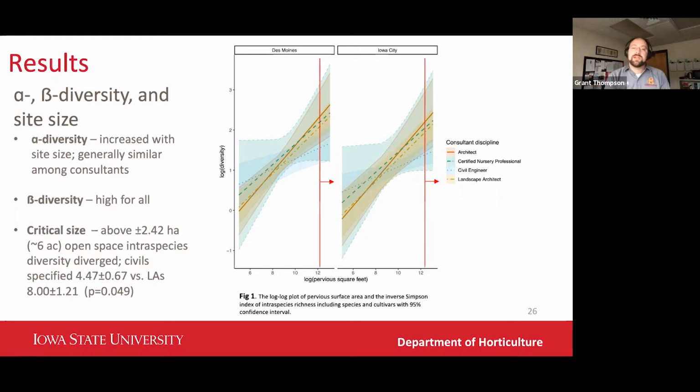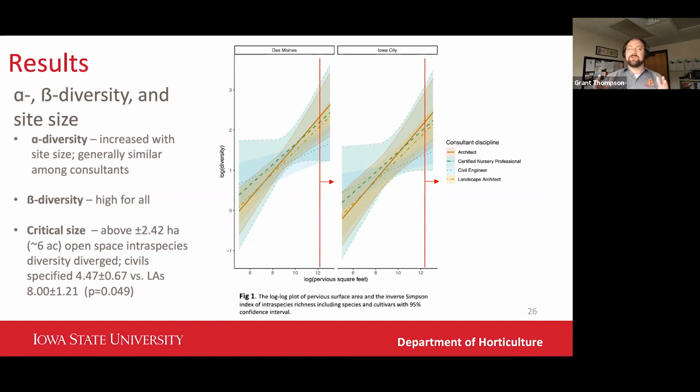But what was interesting was when you get to a really large site, a site with at least 6 acres of open space, the civil engineers specified about 3 fewer selections, and this includes cultivars, species and cultivars, than landscape architects. So at these large sites, a civil engineer is specifying a less diverse plant palette than a landscape architect might.